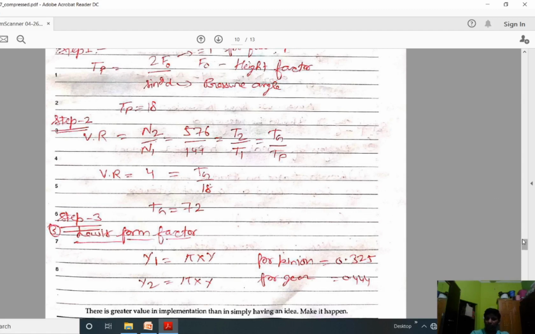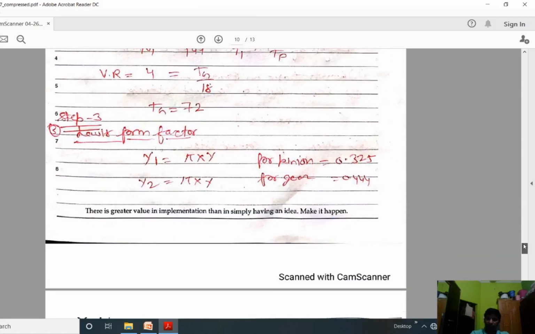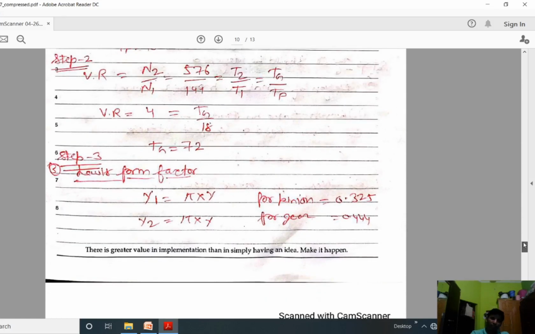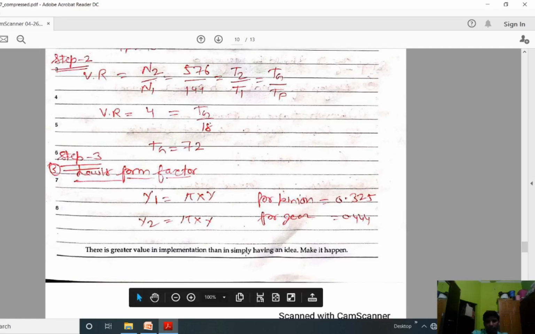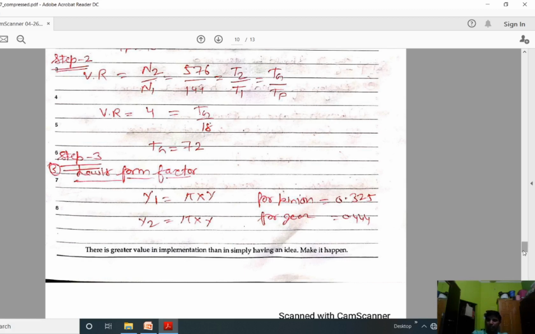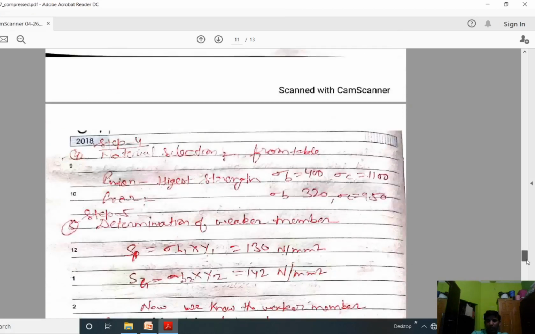After that, in the next step, step number 3, we have to find out the Lewis form factor. We have to find the Lewis form factor for only one if we made the assumption that the gear is made of the same material. If we made assumptions for different materials, then we have to find out both values. And if we assume the same material, the gear is also made of steel and the pinion is also made of steel, then we only find the Lewis form factor for the pinion, because the pinion is the weaker section.